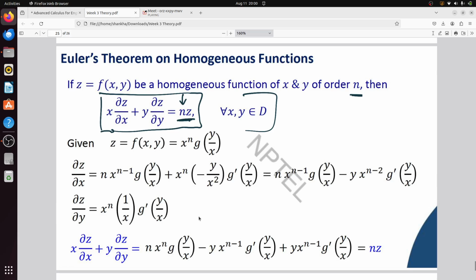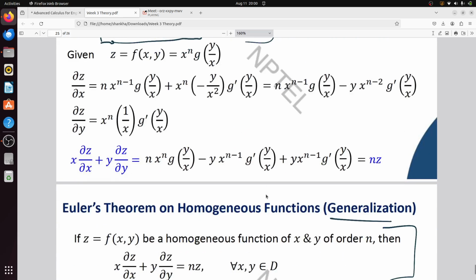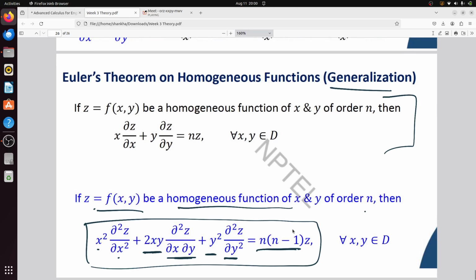And there is also another Euler's theorem, the generalized Euler theorem, that is x square del 2z del x square plus 2xy del 2z del x del y plus y square del 2z del y square equals n into n minus 1 into z. This is actually the generalized form. So from this part you take the derivative once again. So you will get x del 2z del x square, and then del z del x and del 2z del y square, then add them up. I hope that you can cope with this problem.